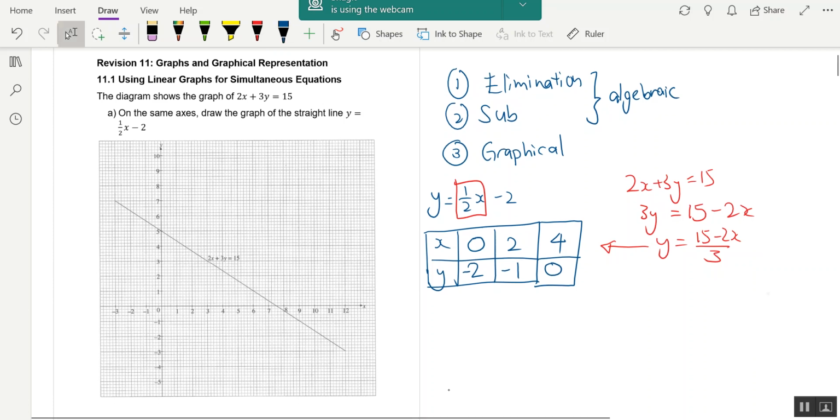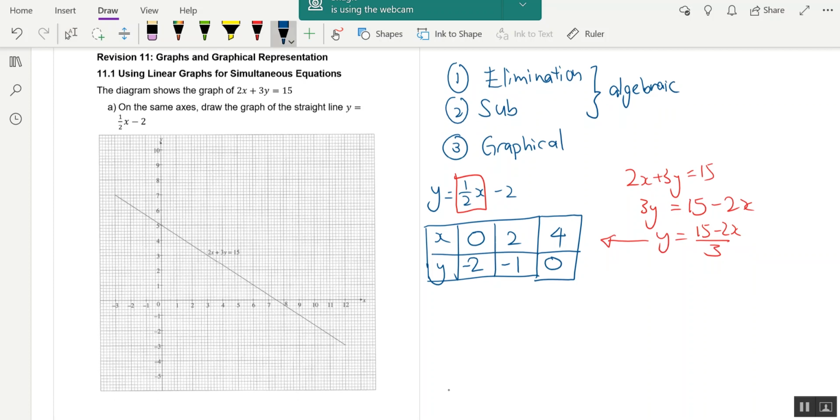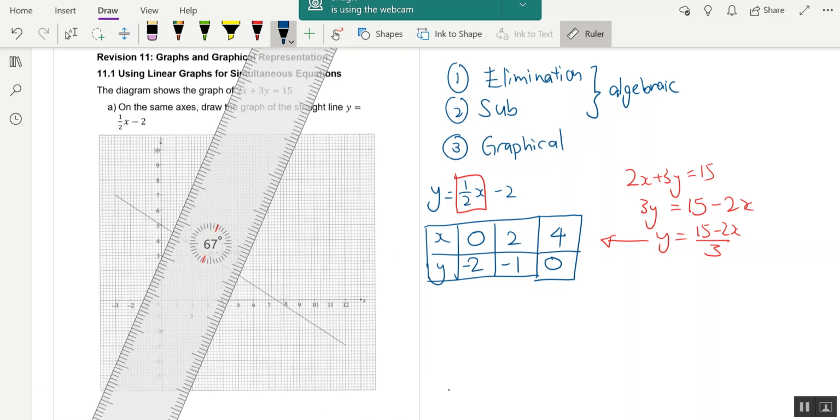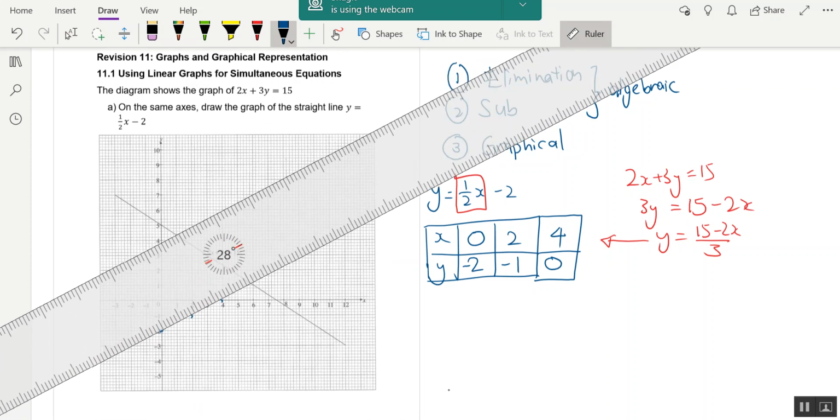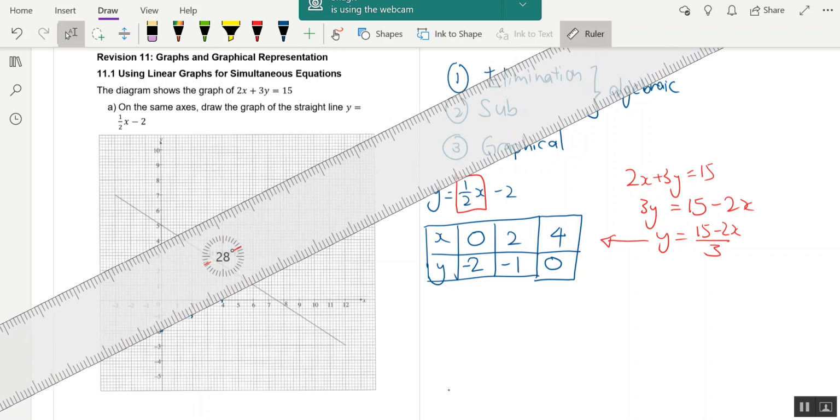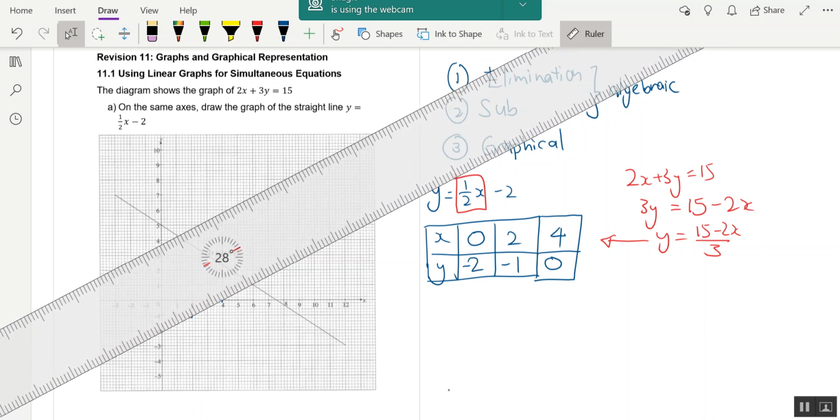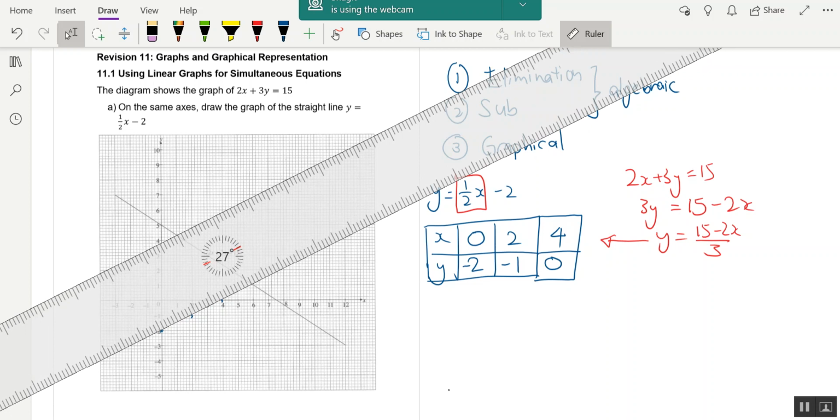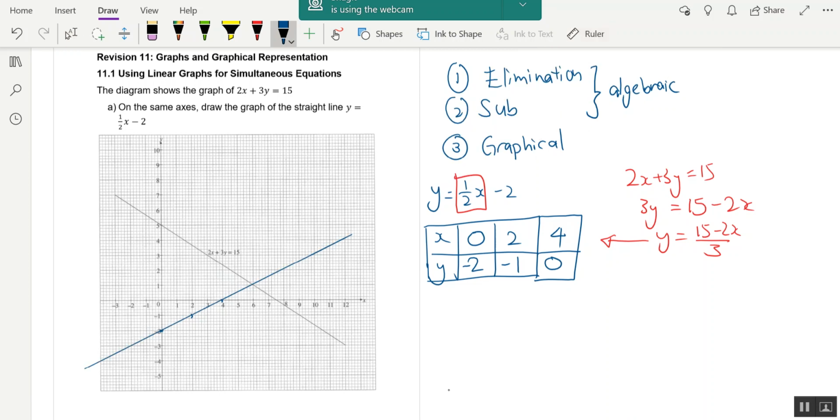So what you have is (0, -2), that would be here. (2, -1), that would be here. And (4, 0), that would be here. Even if you use these 3 points to get the straight line, do not just draw for these 3 points. Make sure you extend your line throughout. So this is my y = 1/2 x - 2.